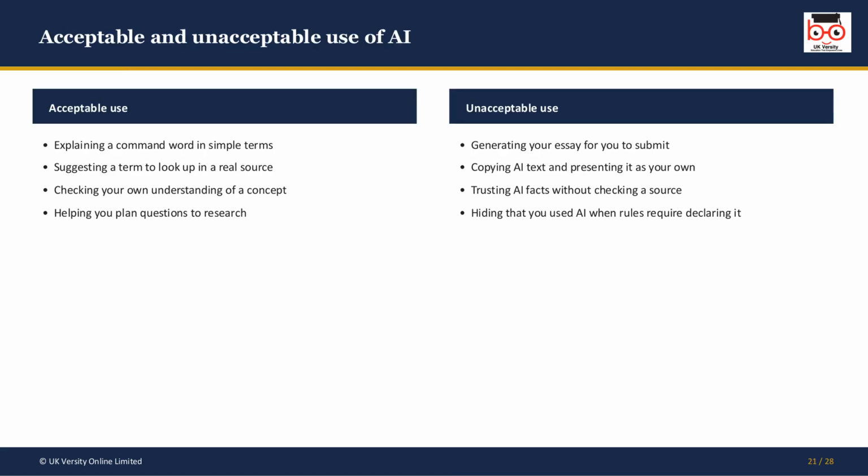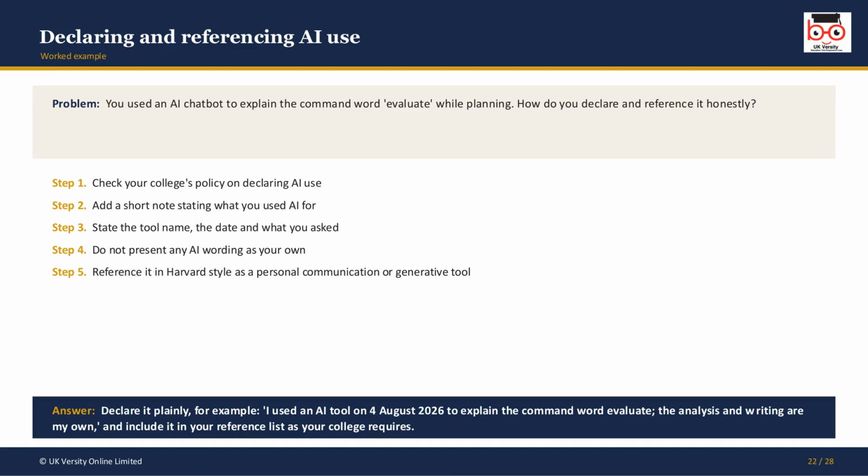So where's the line? It's perfectly acceptable to use AI to explain a command word in simple terms, to suggest a term you might look up in a real source, to check your own understanding, or to help you plan questions to research. What's not acceptable is having it generate your essay, copying its text and passing it off as your own, trusting its facts without checking, or hiding that you used it when the rules require you to declare it. Suppose you used an AI chatbot to explain the command word evaluate while planning.